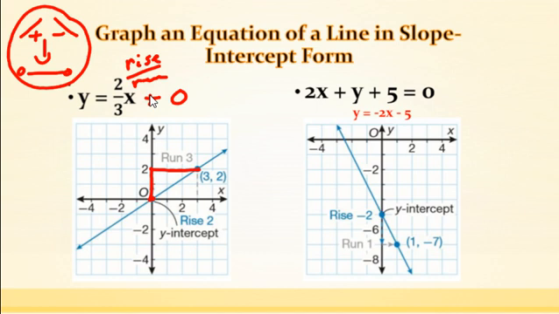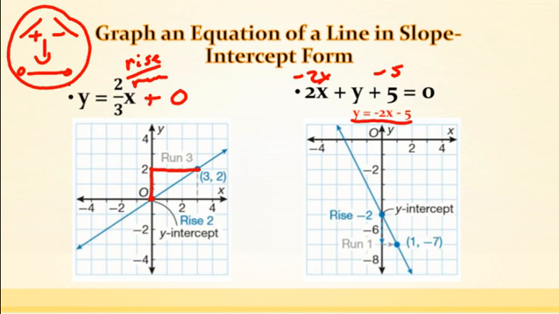Let's look at the next one. 2x plus y equals 5. In order to graph this in slope-intercept form, we need to put it into slope-intercept form. So they subtracted 2x and subtracted a 5 on both sides. That's how they got y equals negative 2x minus 5.